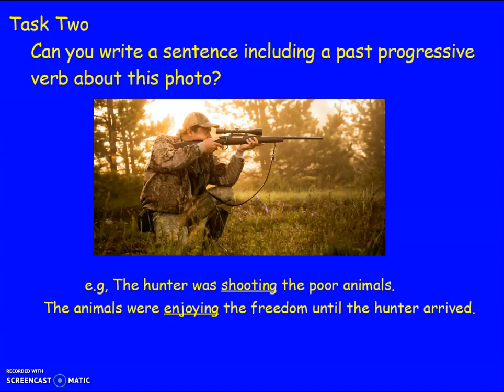Or we could say the animals were enjoying the freedom until the hunter arrived. Enjoying is our past progressive verb. It's happened in the past. That means it's already happened and it's something that goes on for a long period of time. They were enjoying the freedom. Okay, so pause the video now and see if you can write a sentence about this photo, including a past progressive verb.